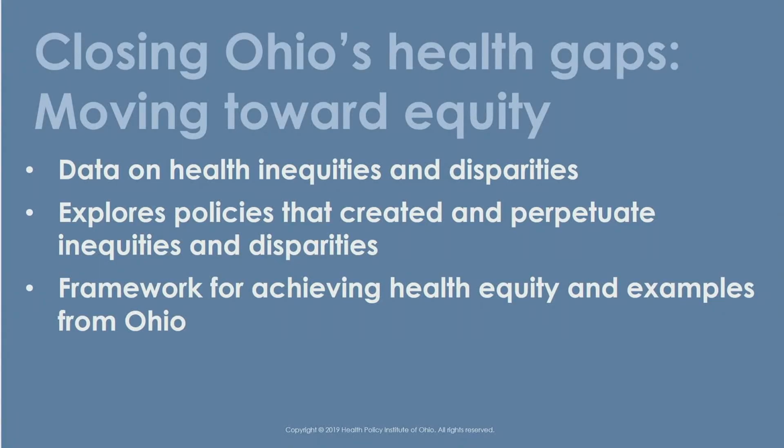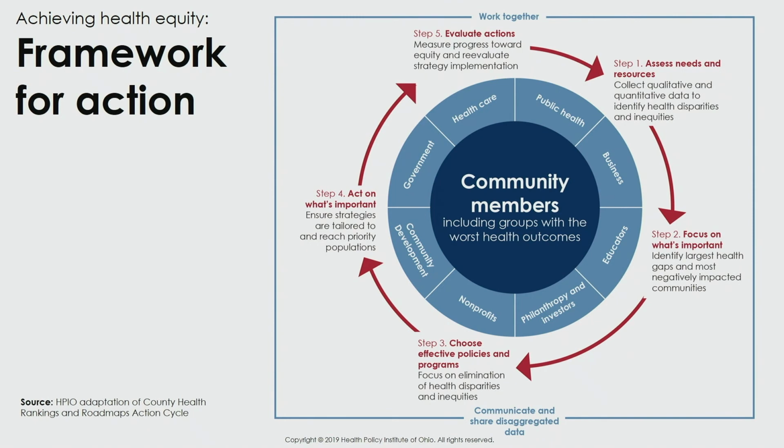Another example of an HPIO publication is Closing Ohio's Health Gaps. In this publication, we not only share the data on health inequities and disparities and explore some of the policies that perpetuate those inequities and disparities. In this brief, we introduce a framework for achieving health equity, and that's again adapted from county health rankings. And we provide specific examples of implementation from Ohio. And those are really important because they help policymakers to envision what advancing health equity can look like on the ground in Ohio. All right?